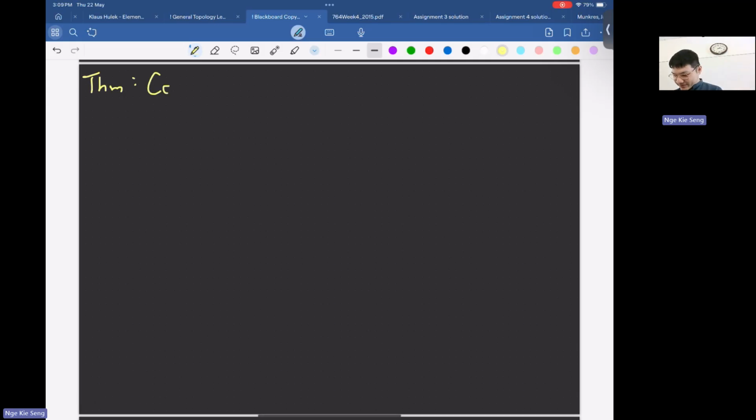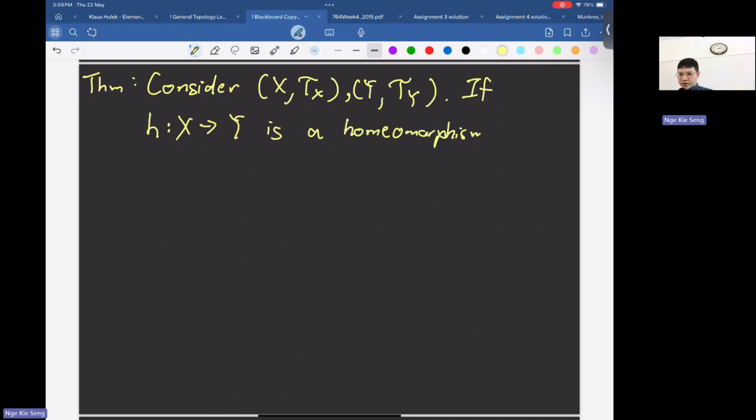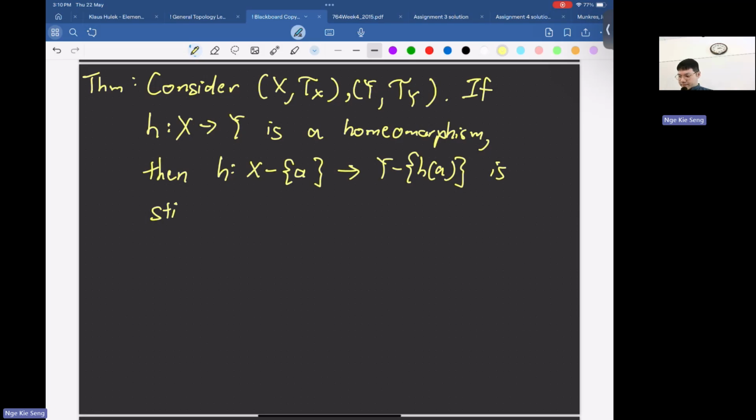Okay, let's start first. Okay, so let's consider two topological spaces. Let's consider a homeomorphism between two topological spaces. Actually, what is true is if you just throw away one point from each set here, this H will remain a homeomorphism.